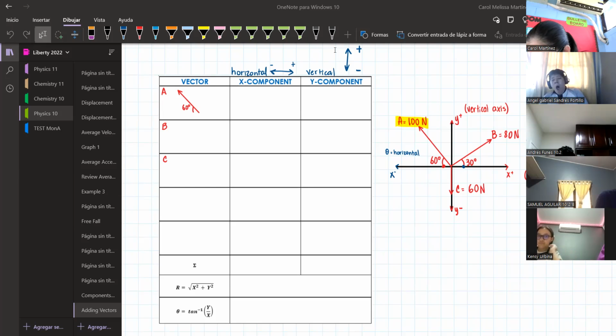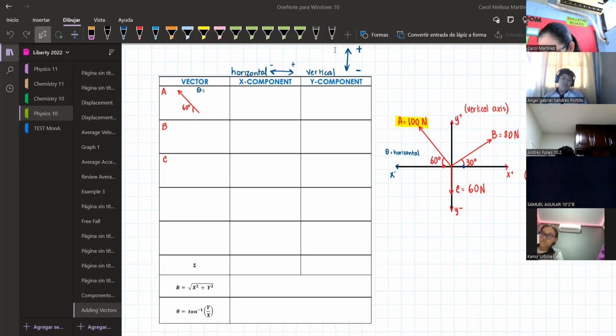So we go back to the vector and we say that this angle is horizontal. Okay, and because it is horizontal, for x, we're going to be using cosine, and for y, we're going to be using sine.